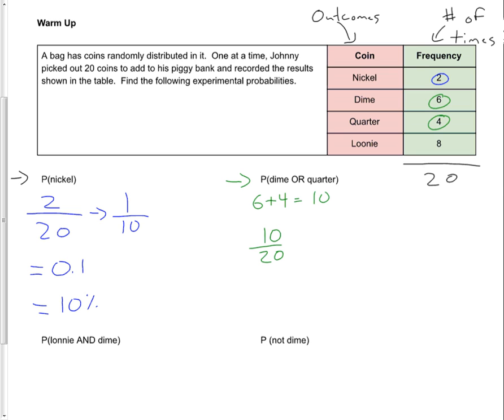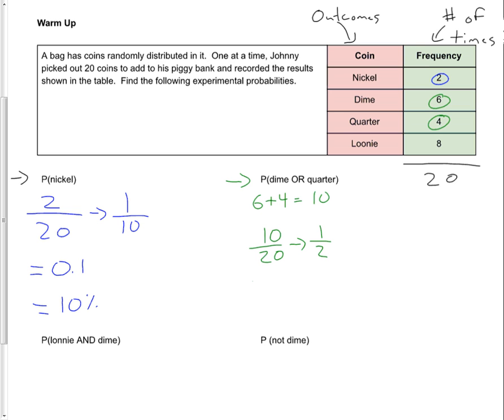Again, we have to convert this into lowest terms. Both 10 and 20 are divisible by 10. So I'm going to divide both the top number and the bottom number by 10. 10 divided by 10 is 1. 20 divided by 10 is 2. So as a fraction, in lowest terms, 10 over 20 is equivalent to 1/2.